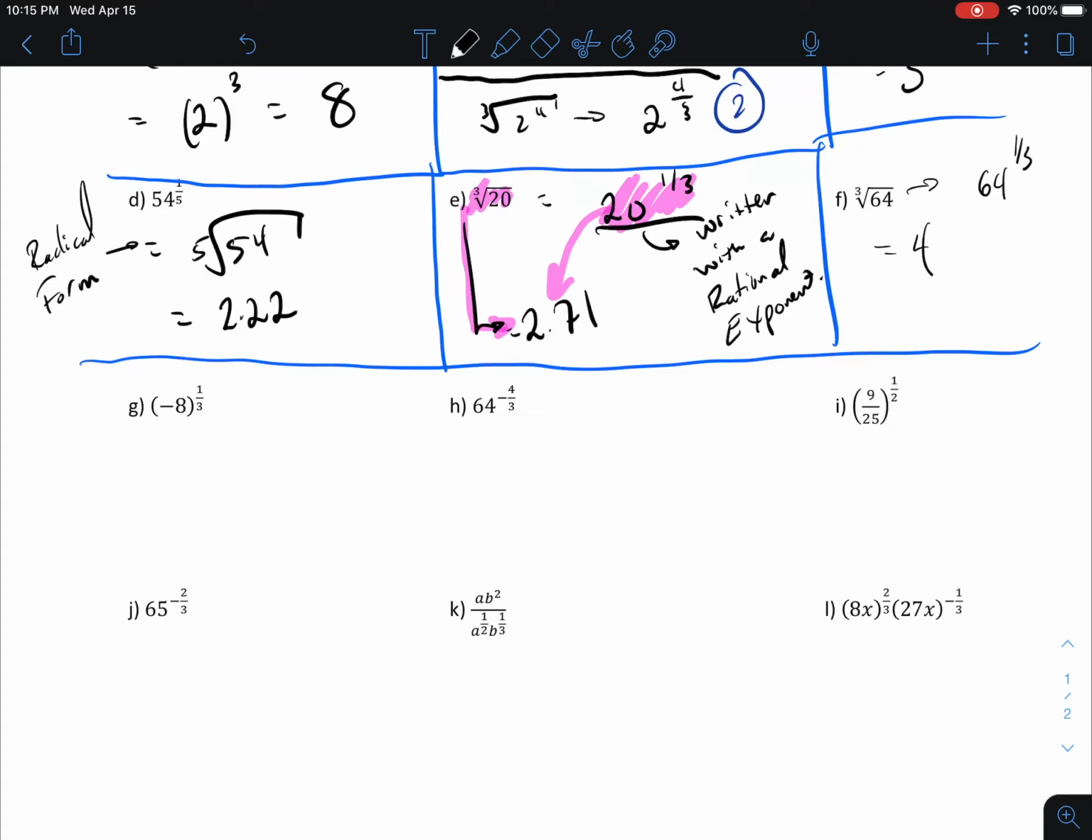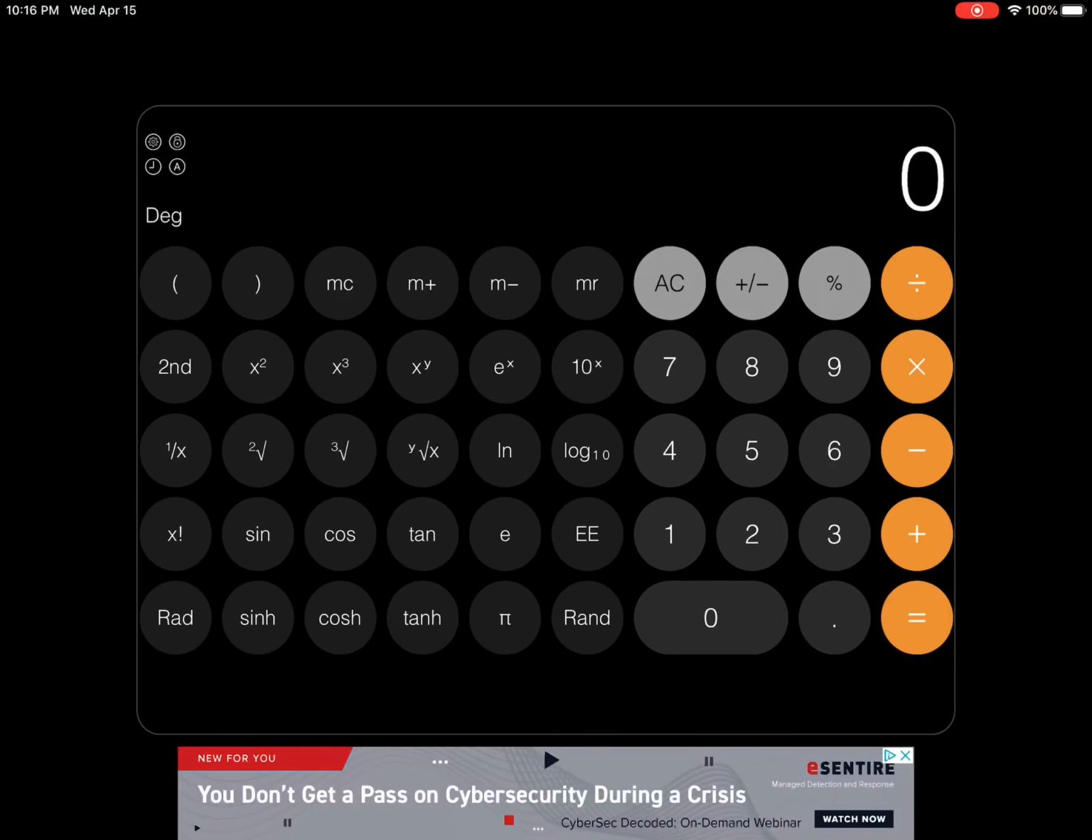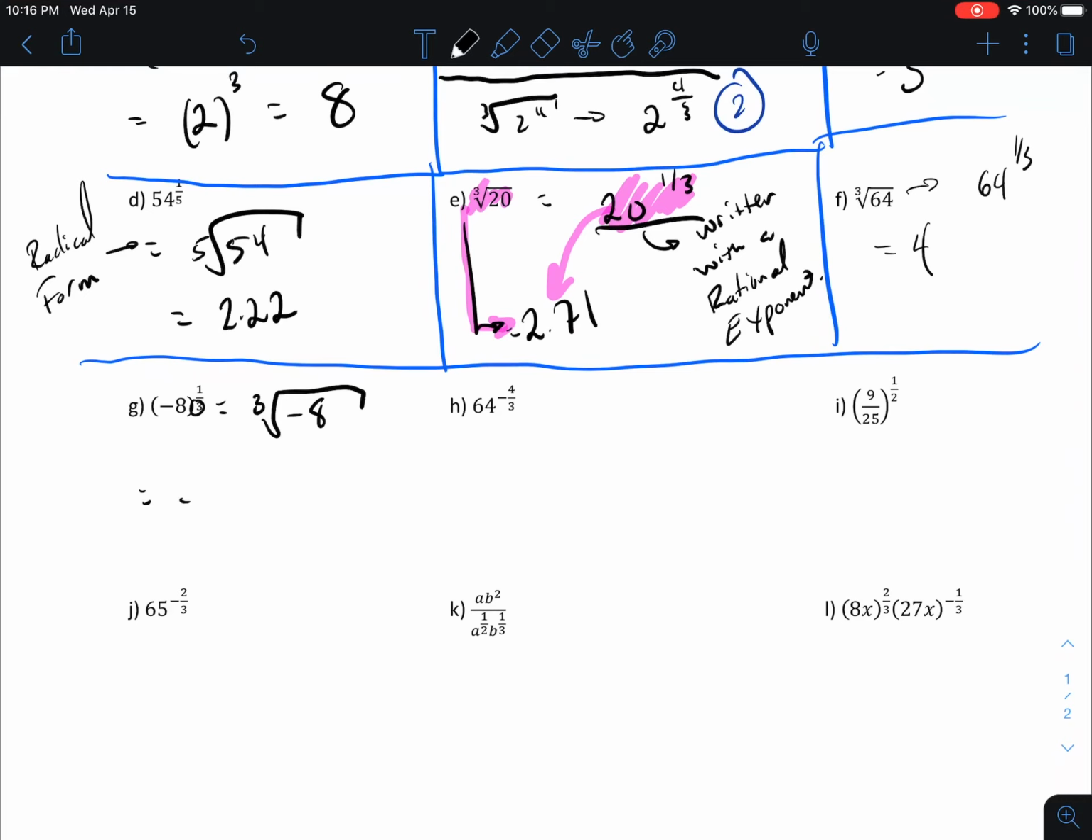So let's take a look. This one here is written with a rational exponent. We'll switch it to be a radical. So I'm going to take -8, the base, and I'm going to take the little 3 and put it in the hook. And this turns into the cubed root of -8. You can go to your calculator. You go 8 negative cubed root, -2.